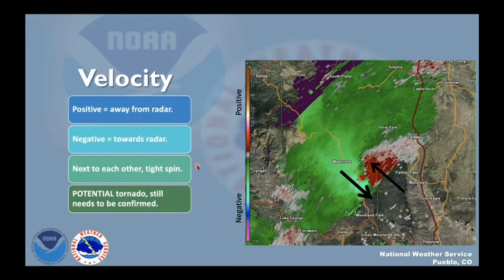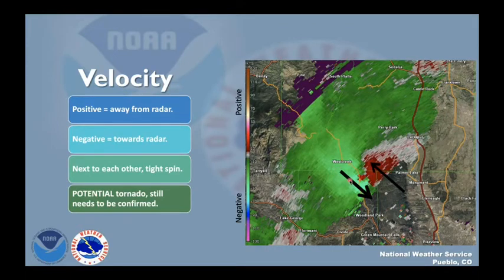Now, another product we use is base velocity, and as you can imagine, it tells you what the air is doing in that area. It looks at hydrometeors, raindrops, hail, and determines which direction it's moving. A positive is located right here. These red values are going away from the radar. Our radar is further southeast from where my cursor is, but this red indicates that the air is moving this way to the northwest. These green values, or the negative values, mean that they're going towards the radar.